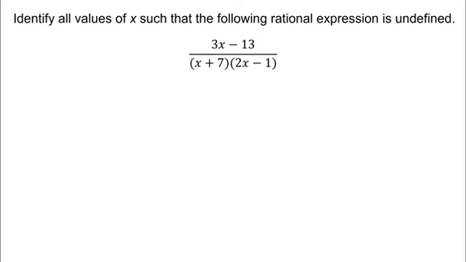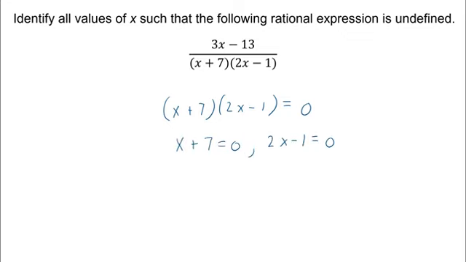One more example. Let's identify all the values of x that make this rational expression undefined. Well, the good news here is that our denominator is already in factored form. So let's just take our denominator and set it equal to 0. Now set each factor equal to 0 and solve. Let's solve the left equation by subtracting 7 from each side. That gives us x equals -7.